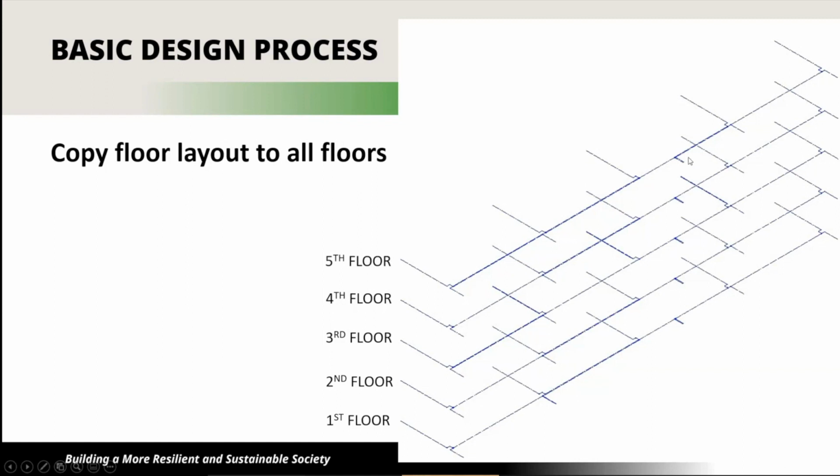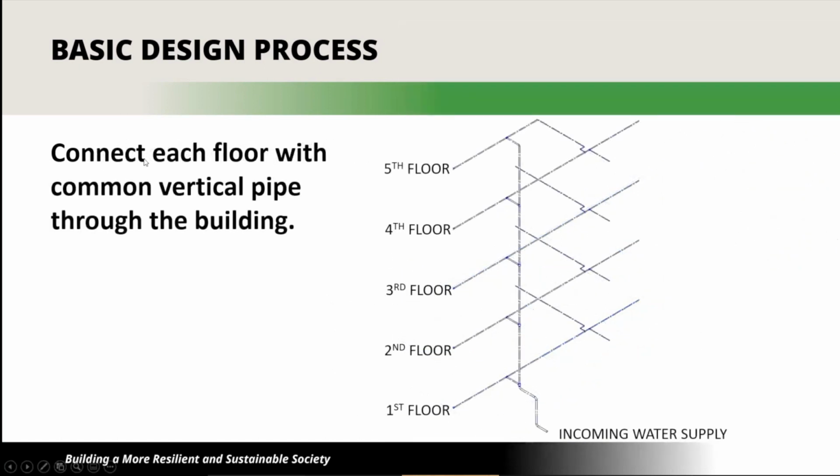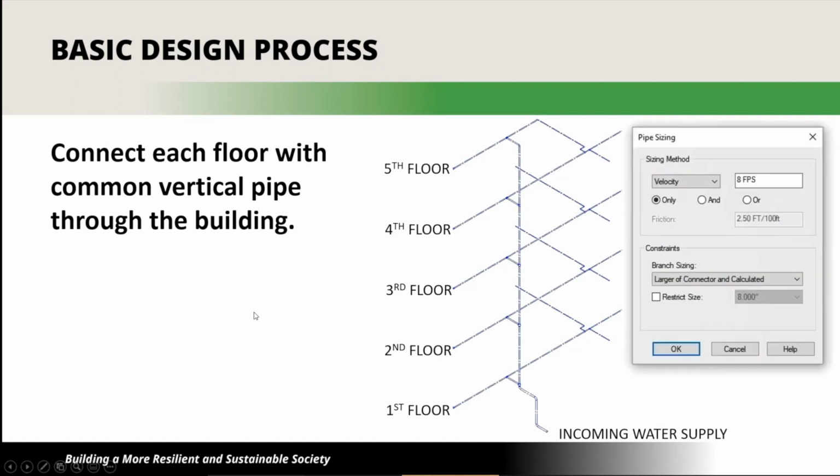And then all those floors need to get tied together in the middle here with a riser. So I'm going to zoom in to the riser area. So we connect each floor with a common vertical pipe throughout the building. Incoming water supply is coming in down below, so that's from your municipality or your street. And then we size finally the riser going through. So that gives us our final size at the incoming water supply area that we're going to be talking about later.